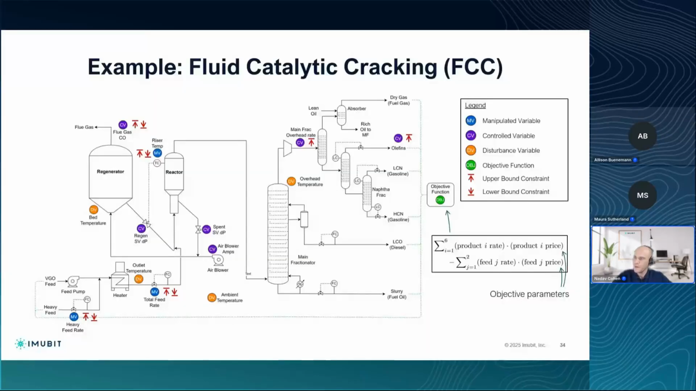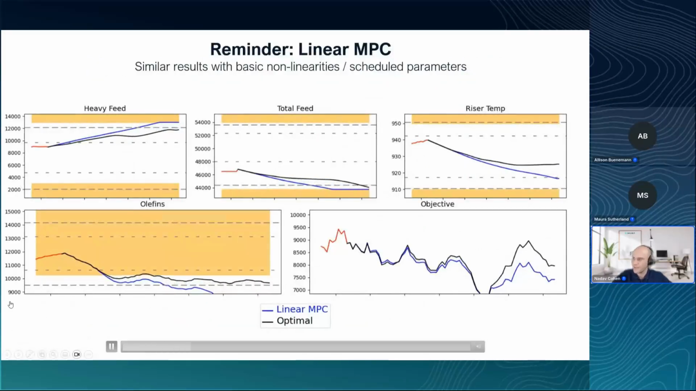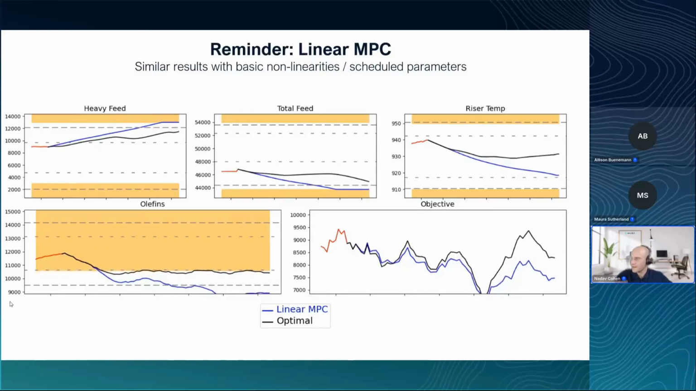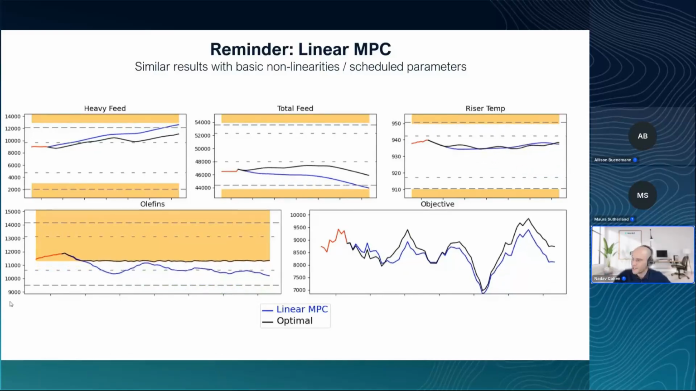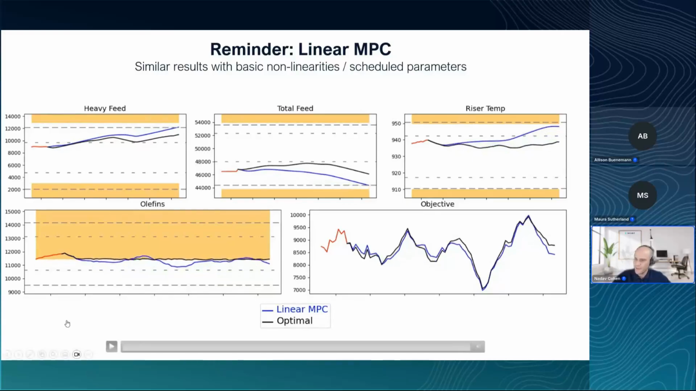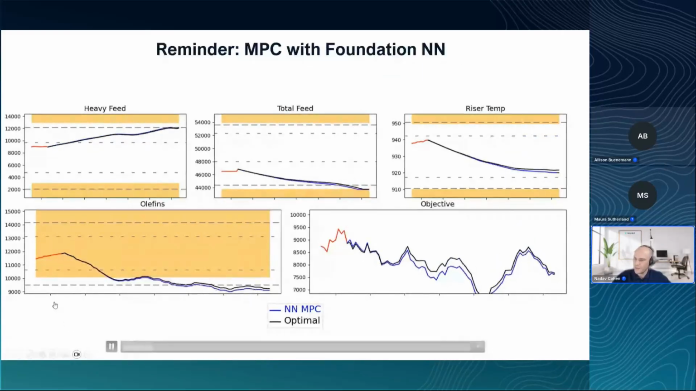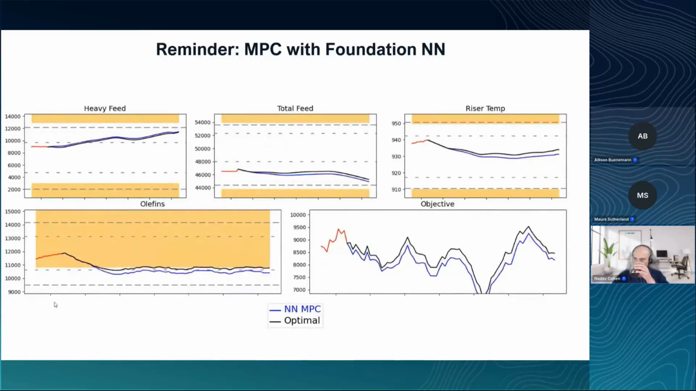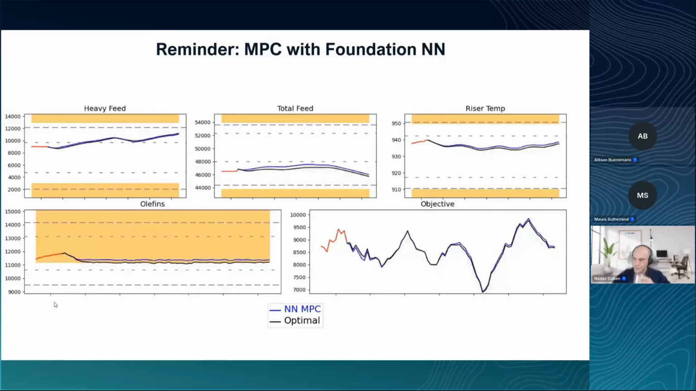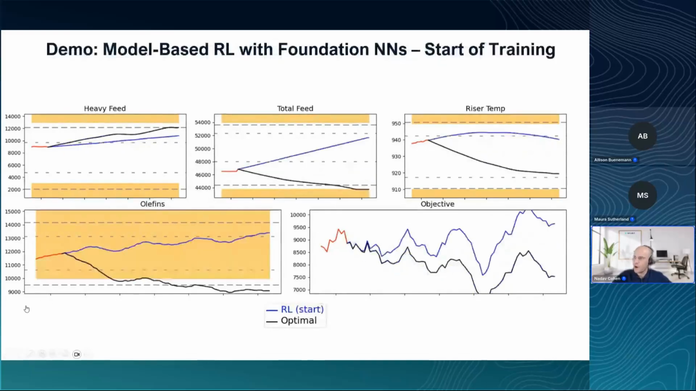Okay, so we have our FCC example. This is linear MPC. We already saw this. I'm just reminding you of the behavior that trends in one direction and then abruptly switches to the other direction. That's linear MPC. Then you have MPC over a foundation neural network with these instabilities. And now let's move to RL.